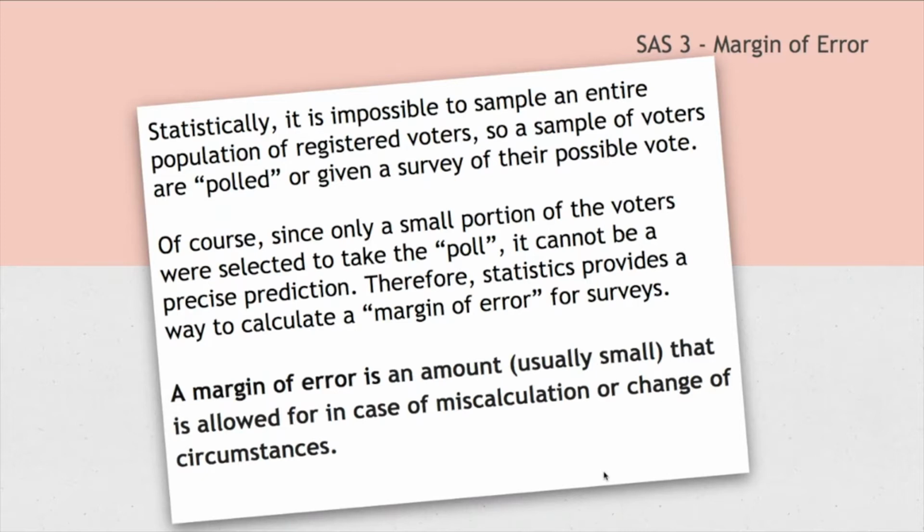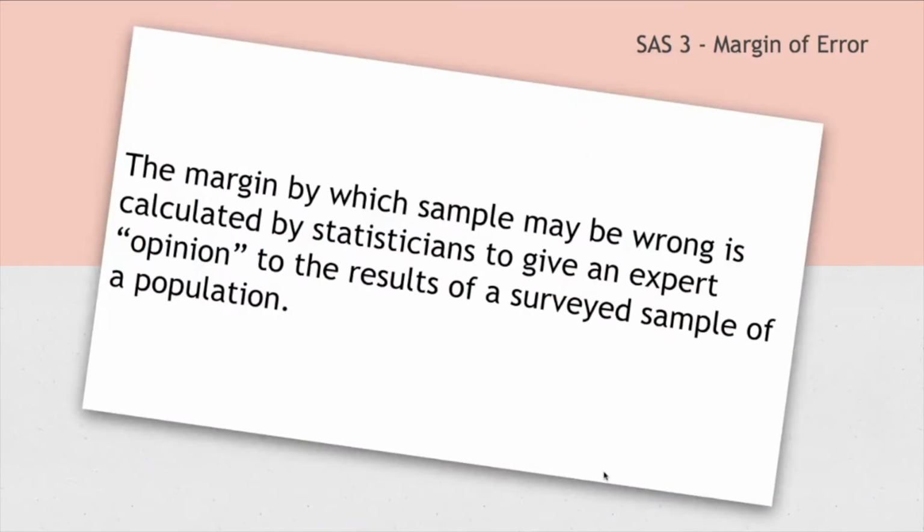Now, margin of error, and I would suggest you memorize this definition, is an amount which is usually small that is allowed for in case of a miscalculation or change of circumstances. Okay? It's supposed to be almost infallible the closer you get to an election. But the margin by which a sample may be wrong is calculated by statisticians to give an expert opinion to the results of a surveyed sample of a population. So it's supposed to make up for any error. So you should be able to predict stuff with a margin of error. If the margin of error is small enough, you can predict the results according to statistics.